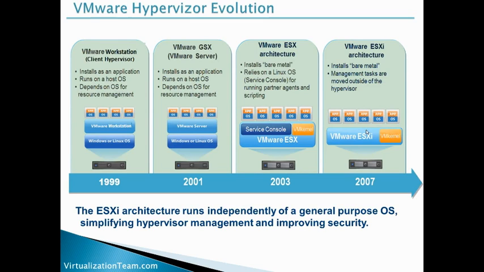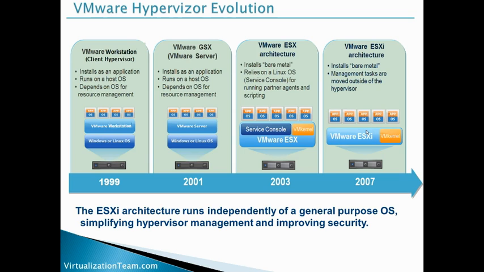Okay, so the evolution of VMware hypervisors. Seeing how the hypervisor has evolved will actually make it much easier to figure out the difference between type 1 and type 2 hypervisors and how they started. The first VMware hypervisor, introduced in 1999, and the first x86 hypervisor to hit the market, was VMware Workstation.